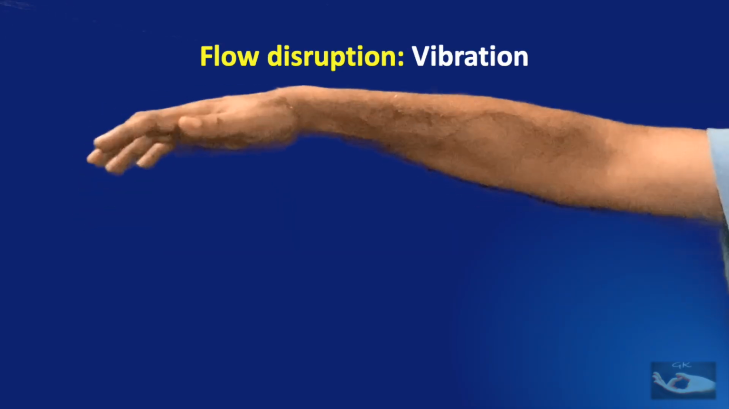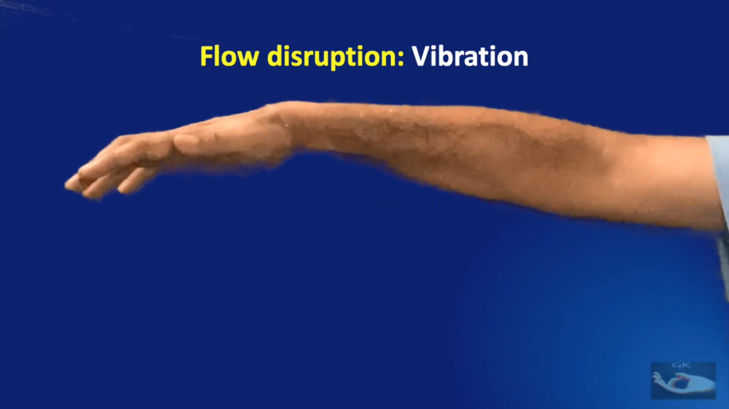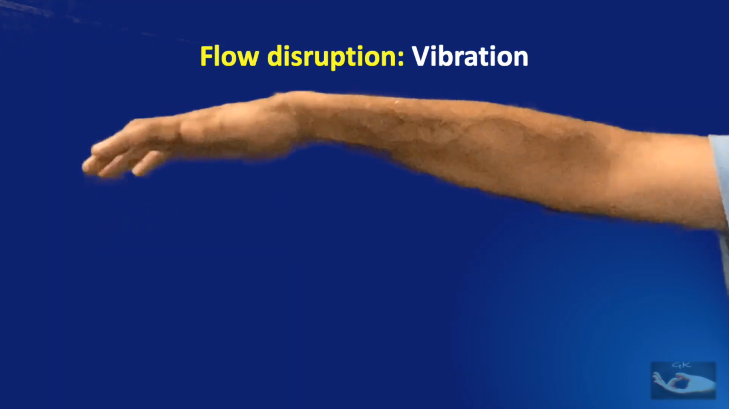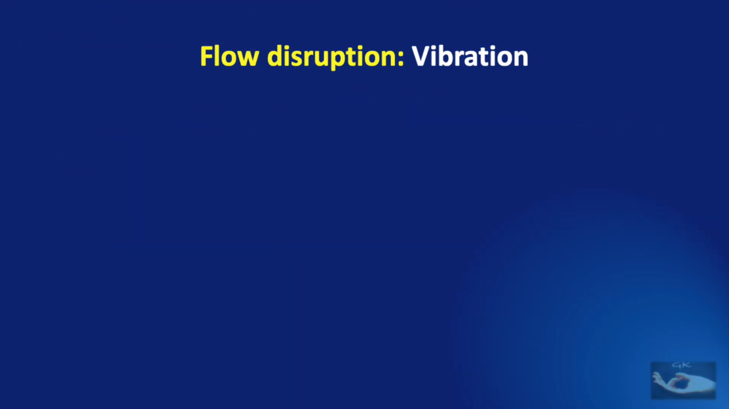But turbulence is not the only problem. There occurs what is known as a vibration injury. When the blood flow coming at an angle hits the vessel wall, it vibrates. This vibration also causes problems. I'll give you an example of how vibration can be dangerous.